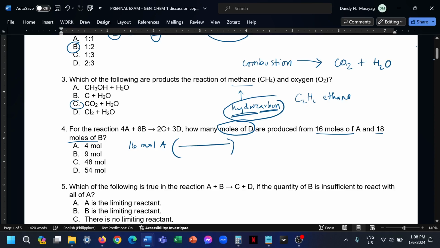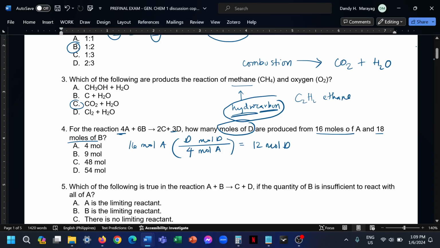Again, let's calculate how many moles of D can be produced from this one, from moles of A to the moles of D. And again, this one is our molar ratio. The molar ratio depends on the coefficients on the balanced chemical equation. Again, for every 4 moles of A, we have 3 moles of D. And if we solve this one, we have 12 moles of D.